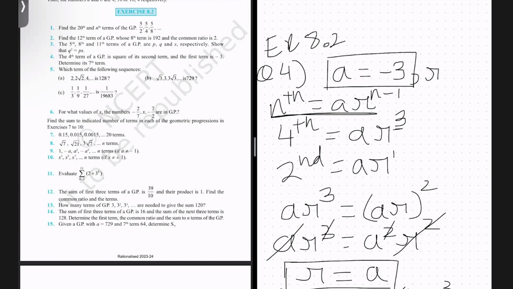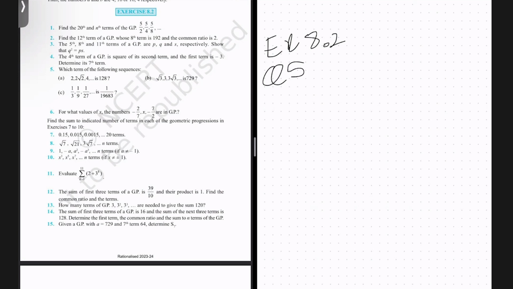Moving on to the fifth question of this particular exercise, question number 5, we have to determine which term of the following sequences is a given term. We have been given 3 sequences, and in each sequence we have been given a term as well, and we need to find out what number term that is going to be, right? So for the first sequence we have 2, then 2 root 2, then 4, and so on and so forth. And the nth term has been given to us as 128. Correct?